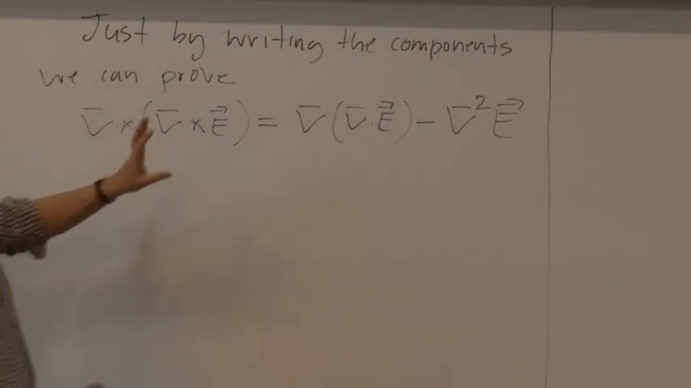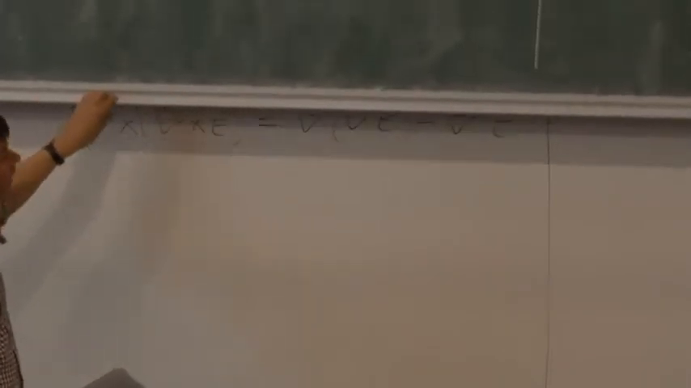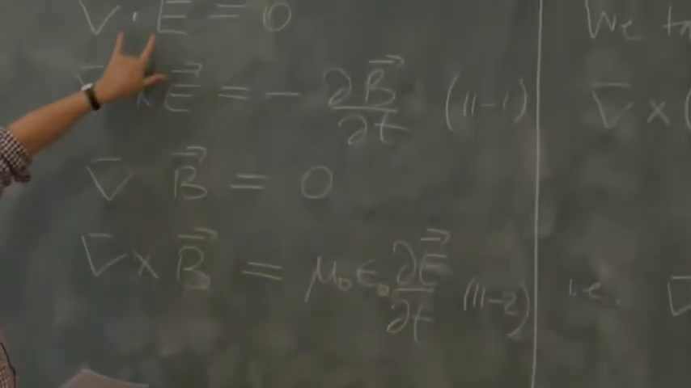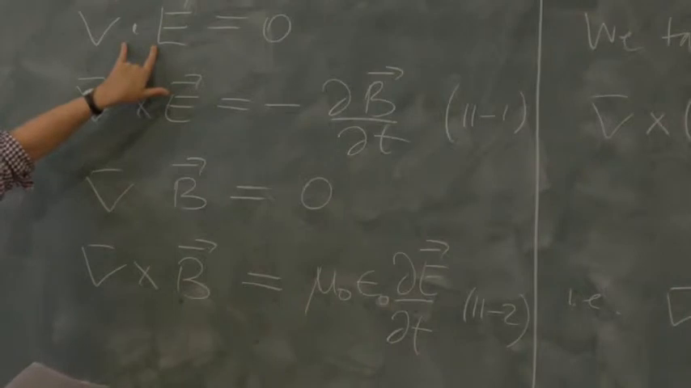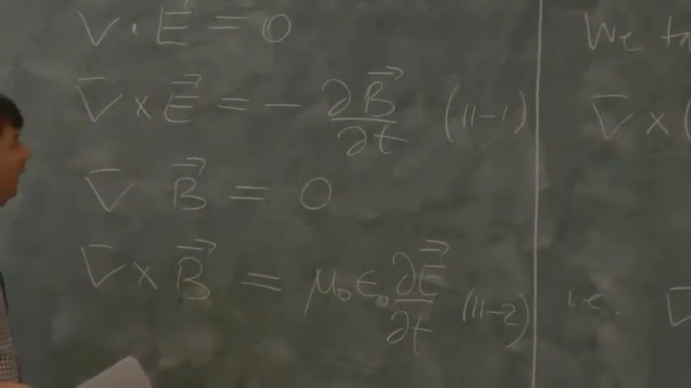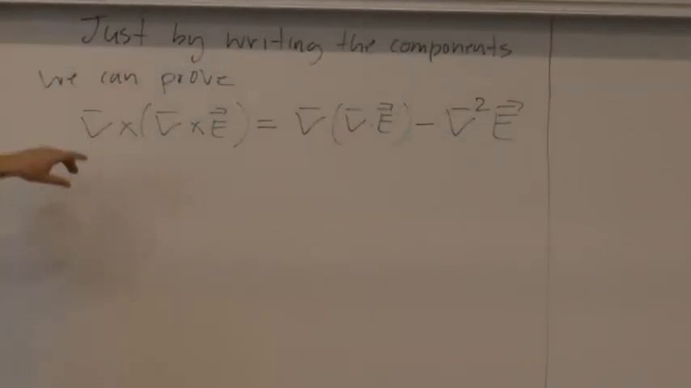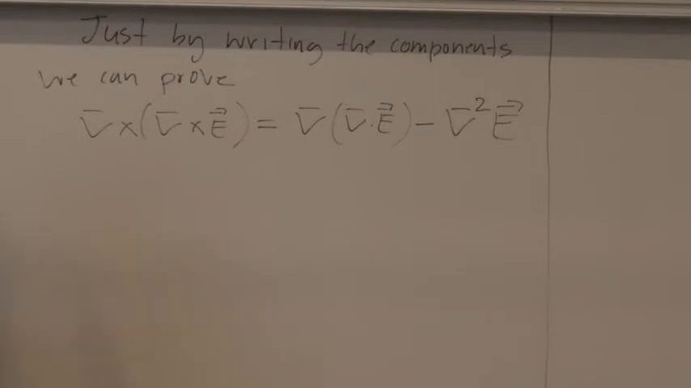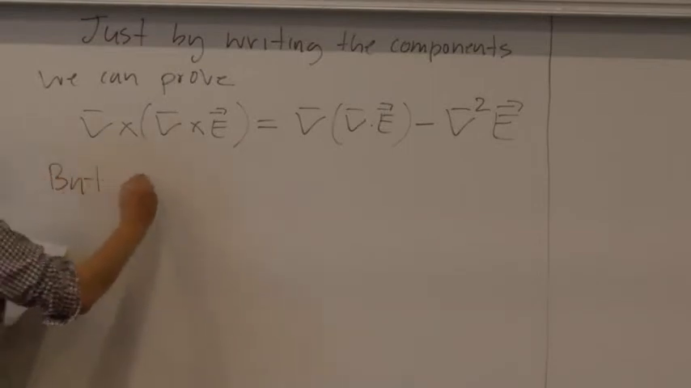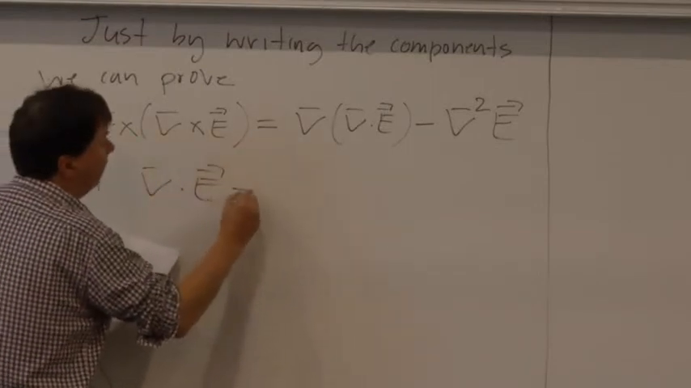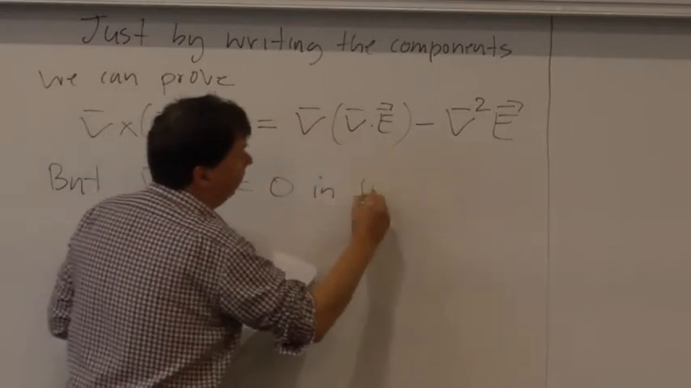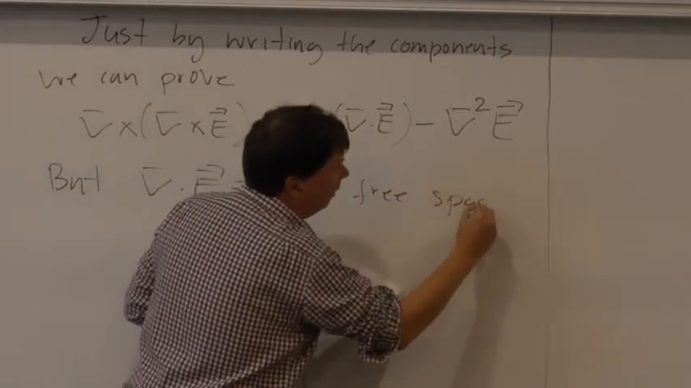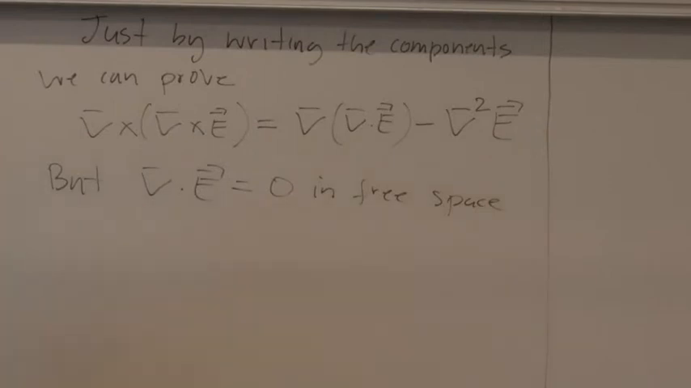But now you see, this is the point of taking our free space approximation. In free space, del dot E is equal to 0. If we're far away from any sources of charge, then this term is 0. So this is not generally true, but del dot E is naught in free space. This is an important part of the argument. We've got to be away from the sources for this to be true.